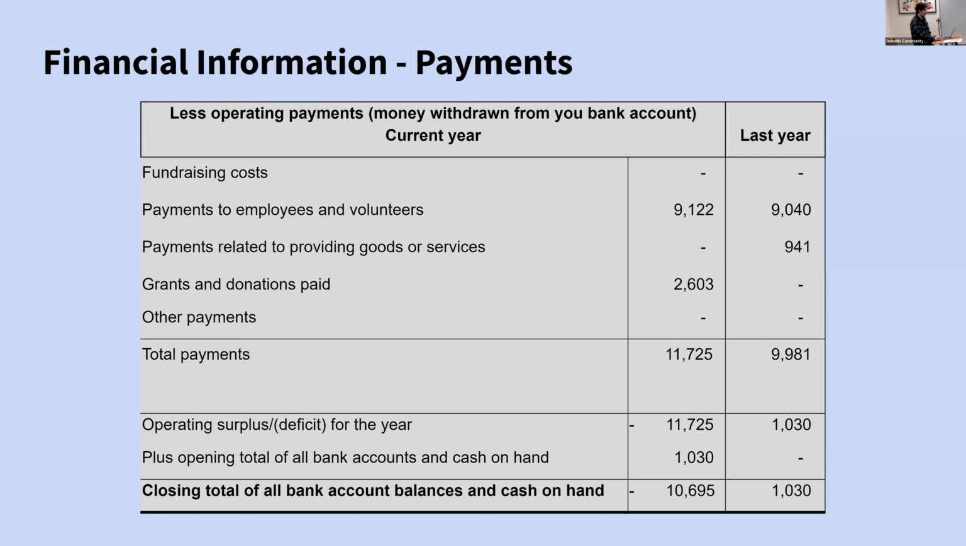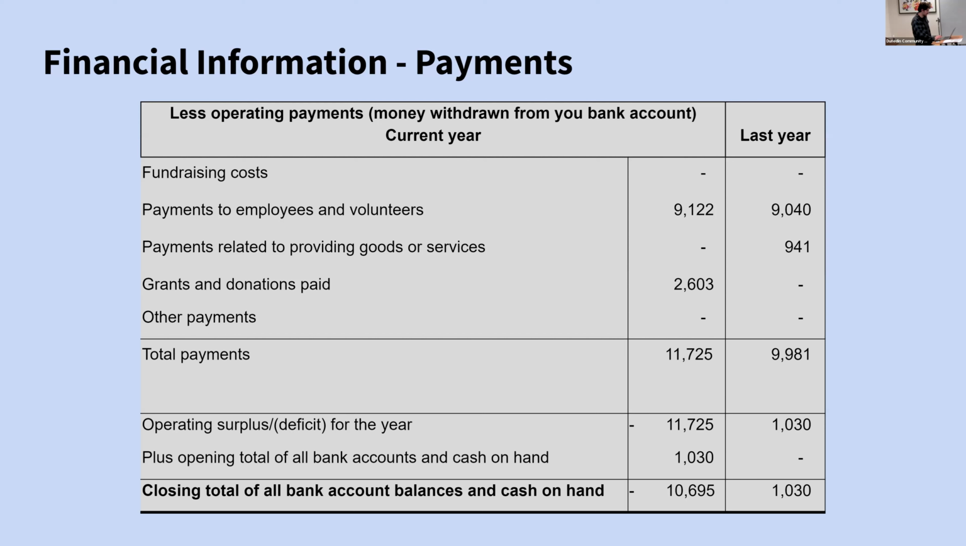And grants, donations paid, kind of self-explanatory, just any donations or grants paid to other individuals or organisations. And other payments are miscellaneous expenses, for example, insurance, administrative costs, and for example, bank fees.